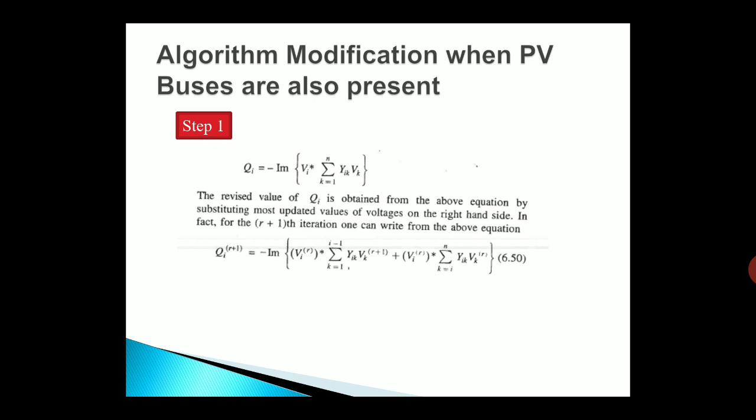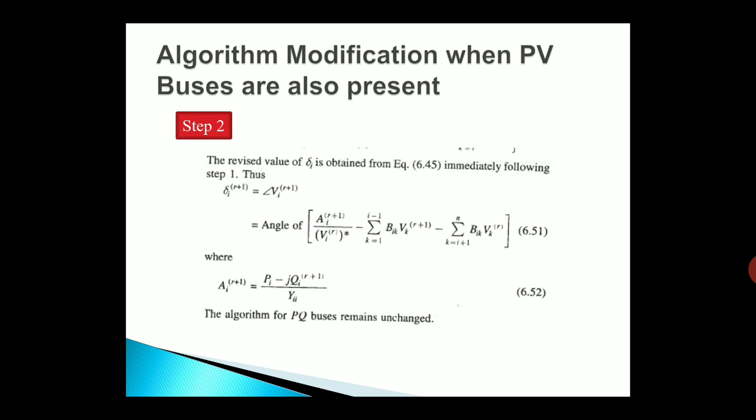In fact, for the r plus 1th iteration, one can write the above equation as updated. You go for the new, updated voltage value, and you will get an updated Qi. Okay, from that Q, we will get a revised value of delta. Now delta will be obtained by finding the angle of the equation that was previously given in the Gauss-Seidel equation. Okay, this is the only difference in the PV buses. The PQ buses we have seen; just for the PV buses the Q is to be found out and delta is to be found out.